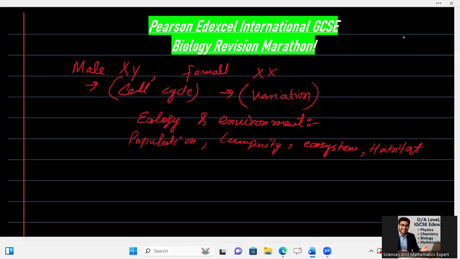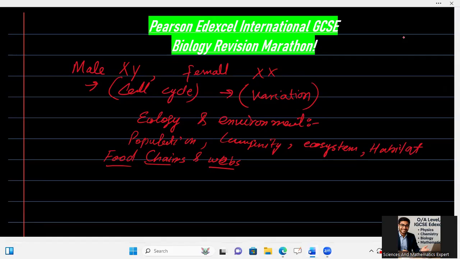After that, there are food chains and food webs, where there are producers, primary consumers as herbivores, secondary consumers as carnivores, and tertiary consumers as carnivores. Herbivores are related to plants. Carnivores are related to eating other animals, and omnivores eat both plants and animals.